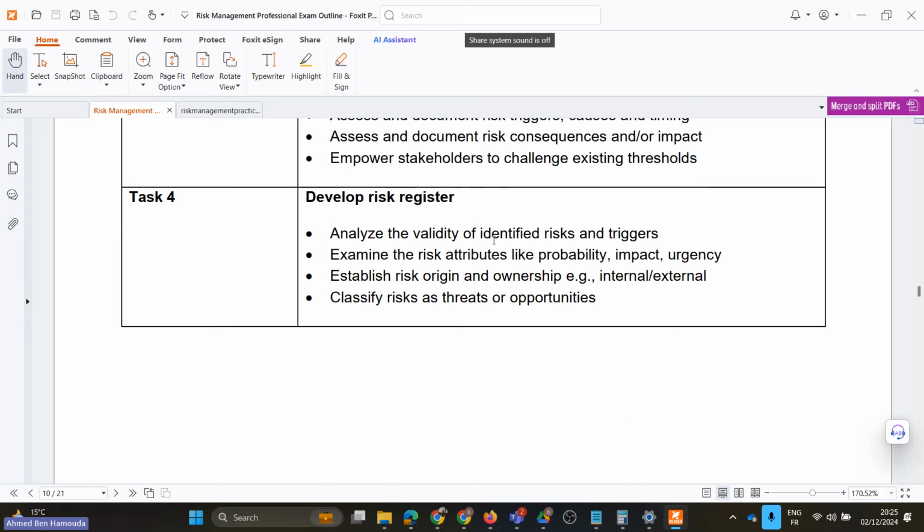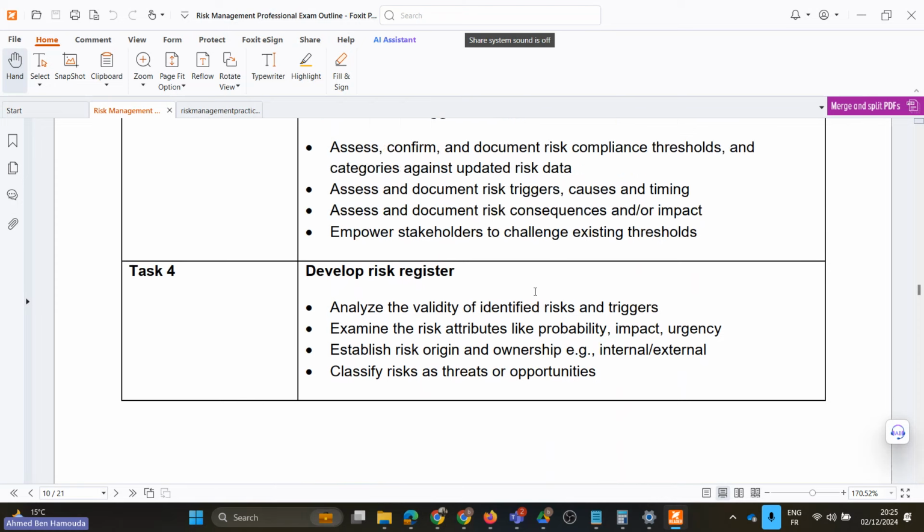qualitative or examining the attributes of the risk, such as probability, potential impact, and the severity or the urgency, maybe sometimes also the criticality of the risk. Okay. What is the risk origin and who is going to take ownership of the risk? Is it going to be somebody from our internal stakeholders, internal team, or somebody external, such as, for example, a customer representative, because they're the most qualified, for example? Okay. And also categorize the risks, whether as threats or opportunities. This is quite easy, actually. We will go through that in session 2.